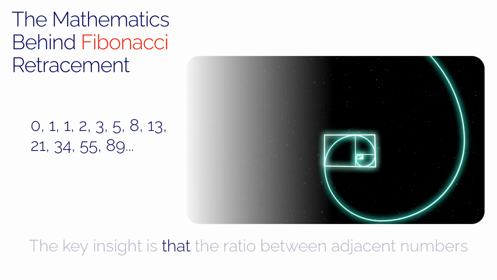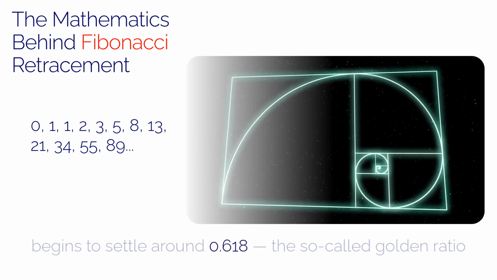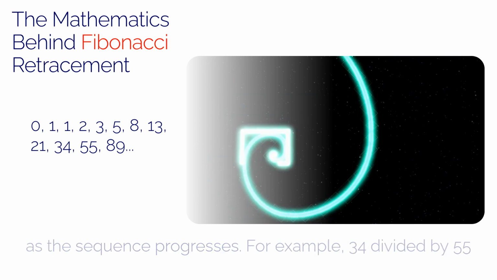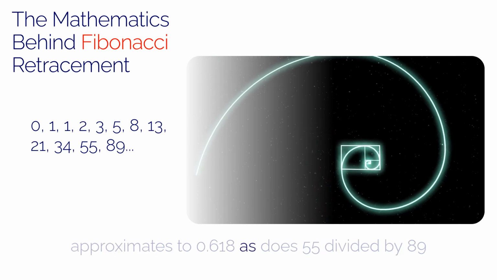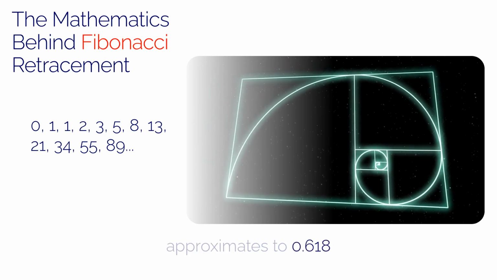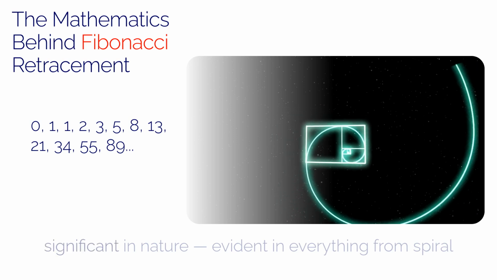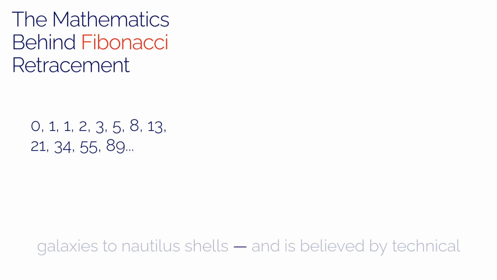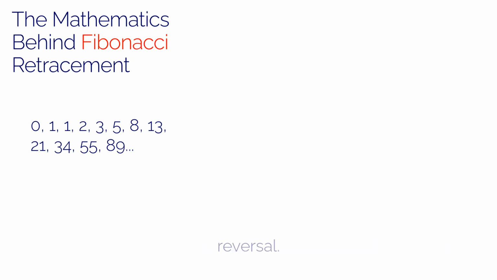The key insight is that the ratio between adjacent numbers begins to settle around 0.618, the so-called golden ratio, as the sequence progresses. For example, 34 divided by 55 approximates to 0.618, as does 55 divided by 89. This ratio is considered aesthetically and structurally significant in nature, evident in everything from spiral galaxies to nautilus shells, and is believed by technical analysts to represent natural points of equilibrium and reversal.